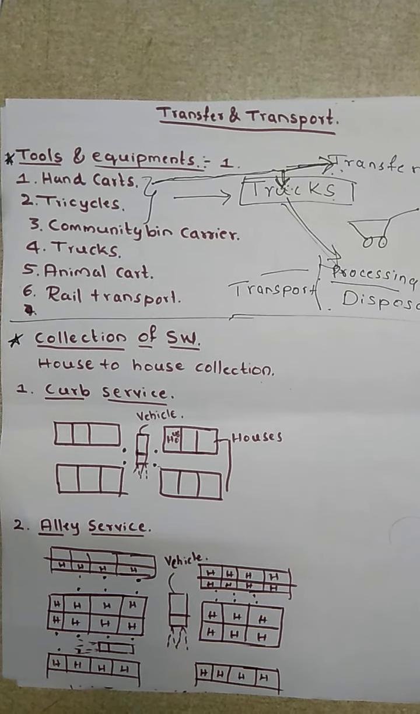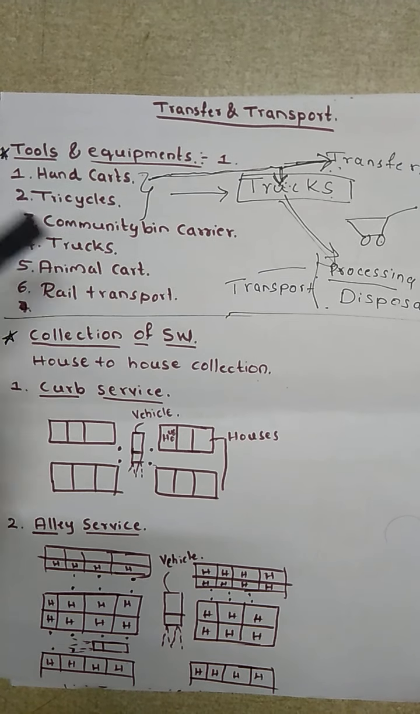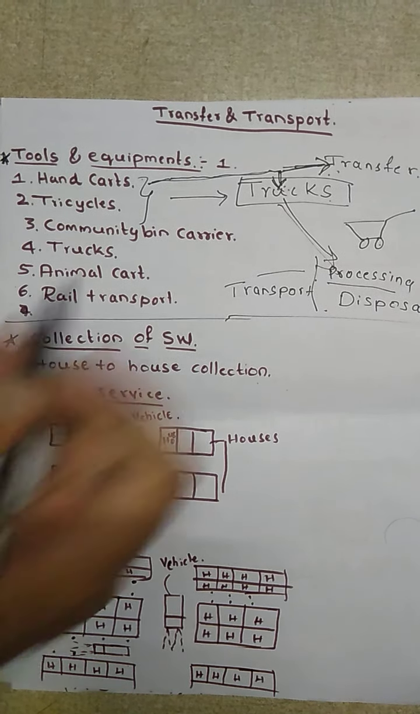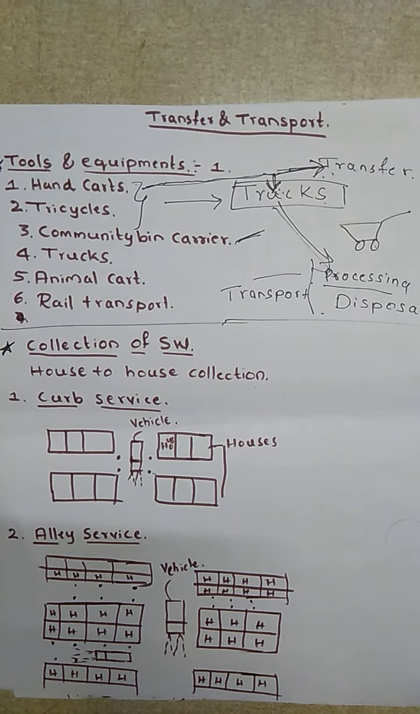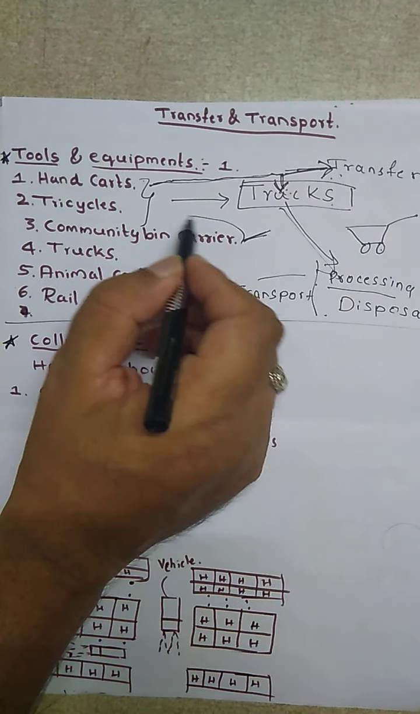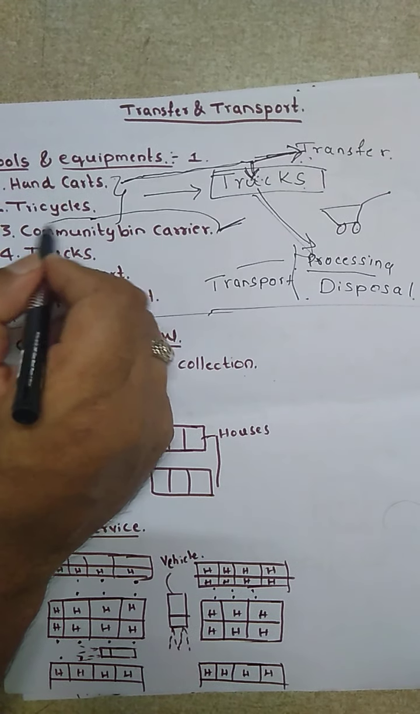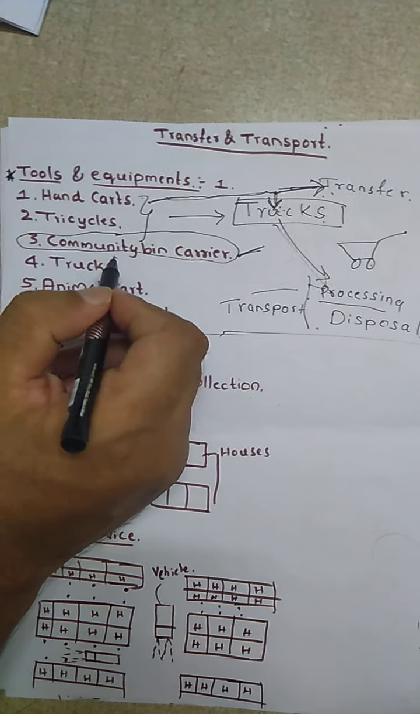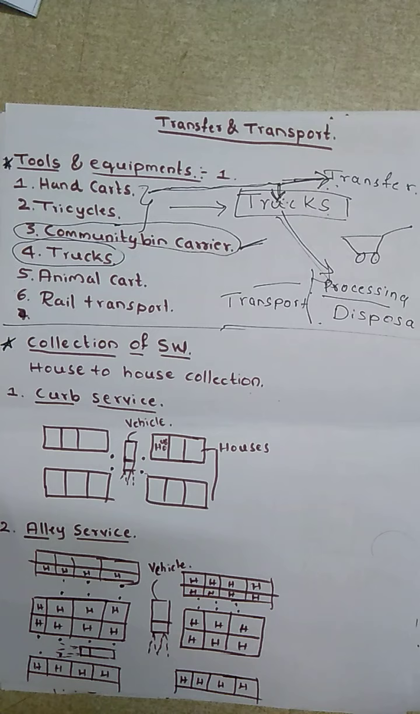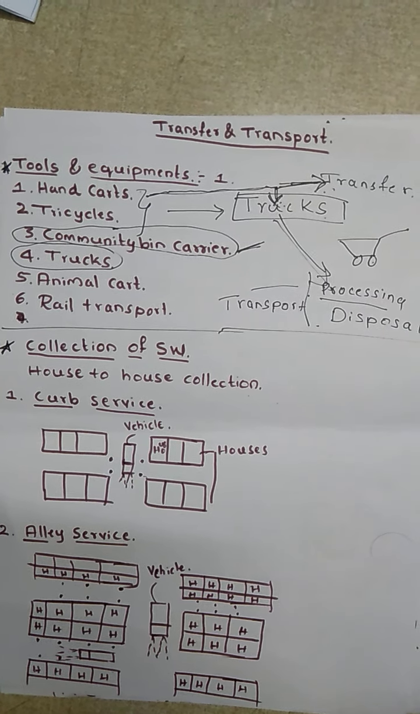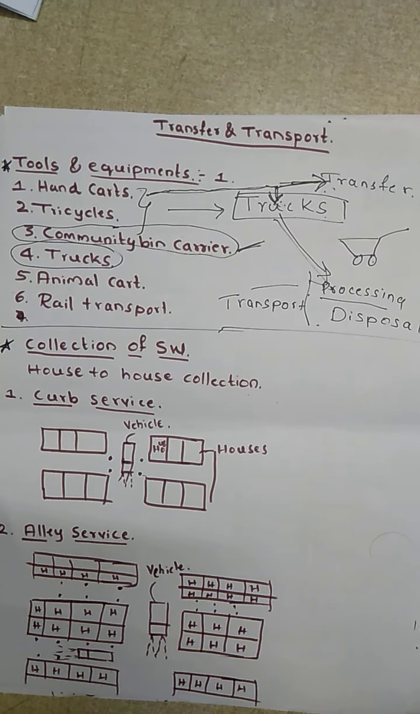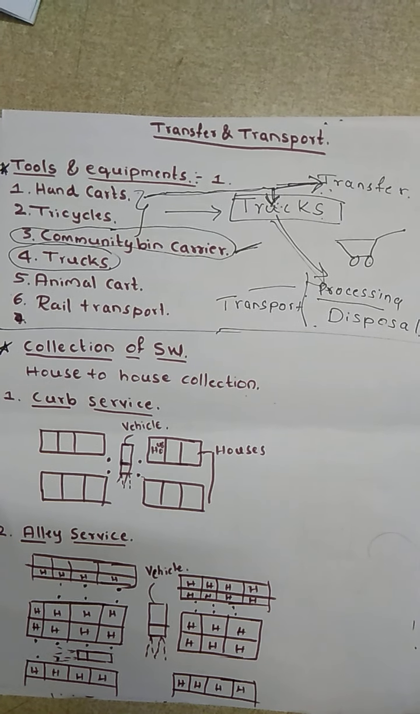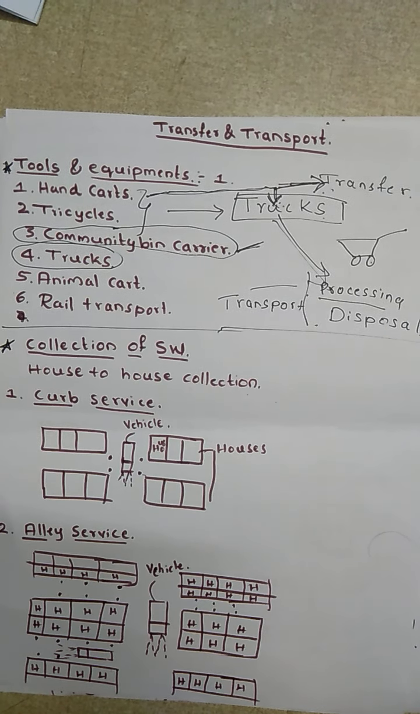So normally we will be using hand carts and tricycles. Right now, the community bin carriers, that is, smaller vehicles like Tata Ace and Ape, are what we use nowadays. This is popular. Trucks are also used for the transport. The remaining ones might be there in some places. Rail transport has a heavy budget, so we may or may not have these kinds of facilities.